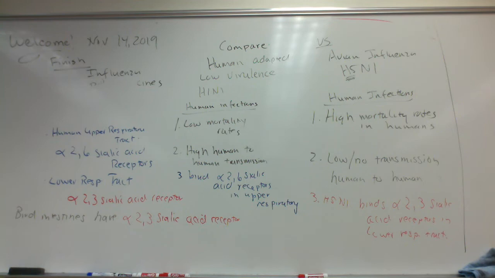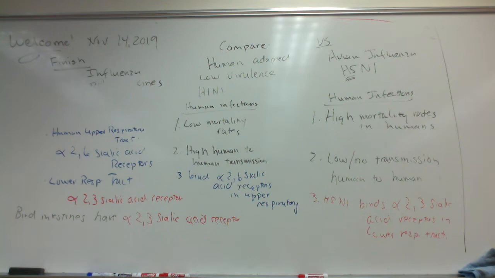But if the viruses are replicating up high, where those alpha-2-6 sialic acid receptors are, and I'm infected with a human-adapted strain, and I'm coughing and sneezing in your face, do you think I'm coughing and sneezing huge amounts of influenza virus in your blood? Yeah. And so the result is, with the human-adapted strains of low virulence, usually mortality rates are low, but transmission is really high.